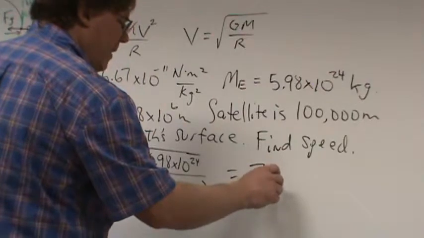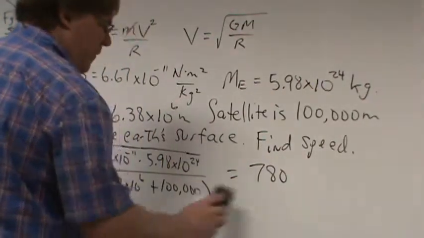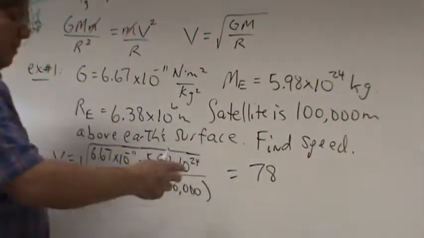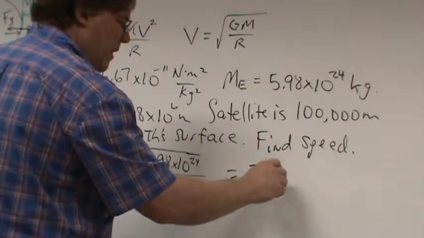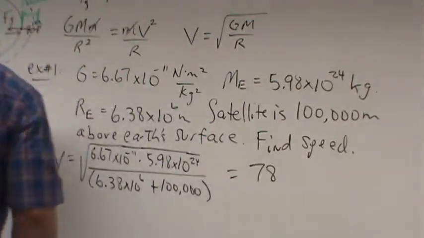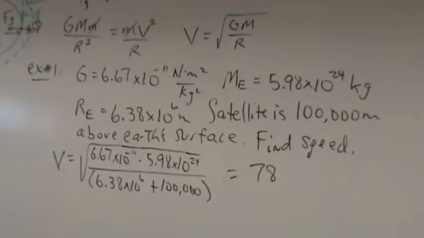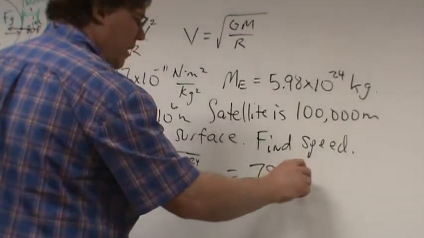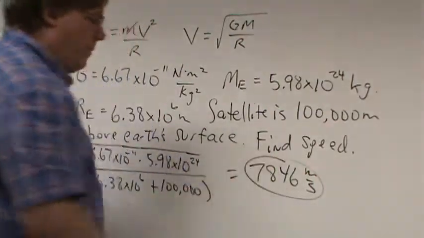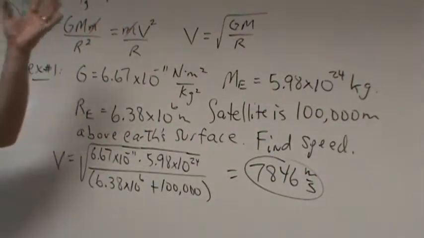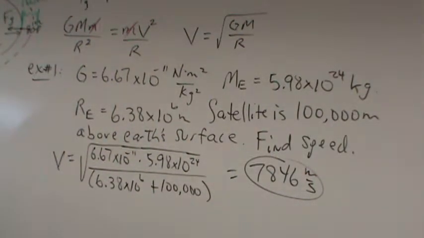About 7,800. Actually, if you use all of the sig figs, it should be like 7,846. Is that what you got? How many people got 7,846? Okay, well, about a quarter of the class. So the rest of you, you're going to have to get better at punching the calculator.